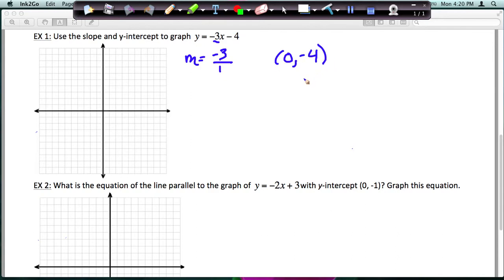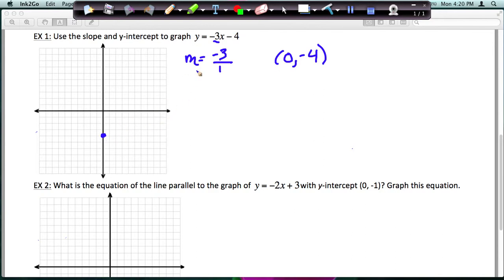So those steps we wrote down earlier, step 1 says plot this y-intercept of 0, negative 4. So 0, negative 4 means I start at the origin. 0 means I don't go right or left, and then I go down 4. So there is my y-intercept, 0, negative 4.